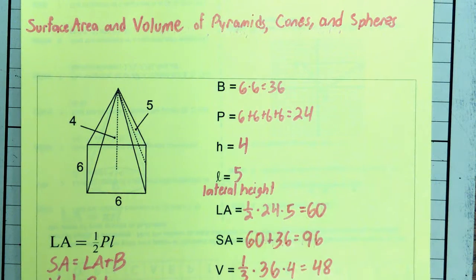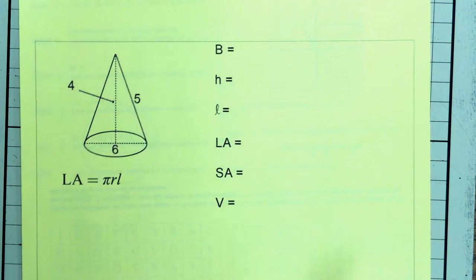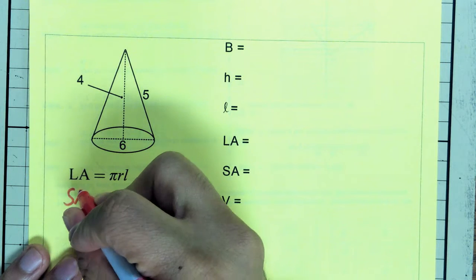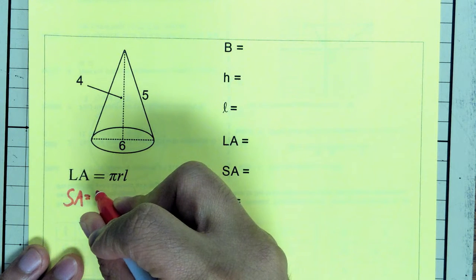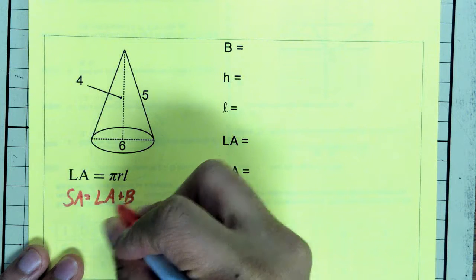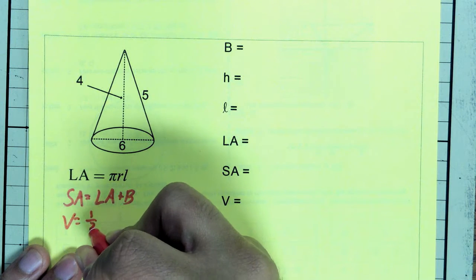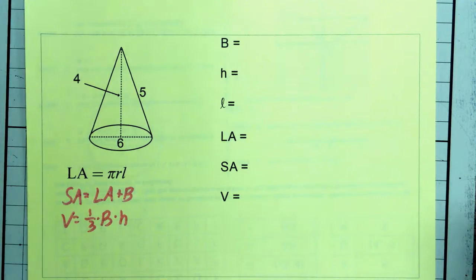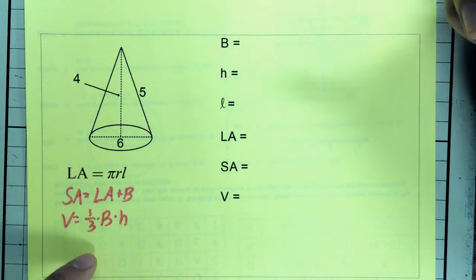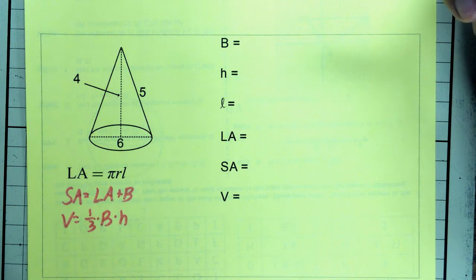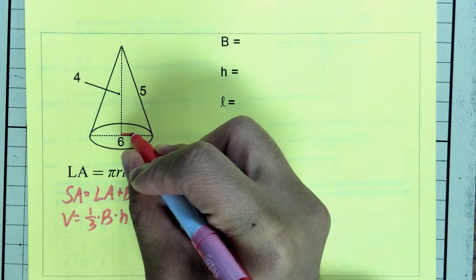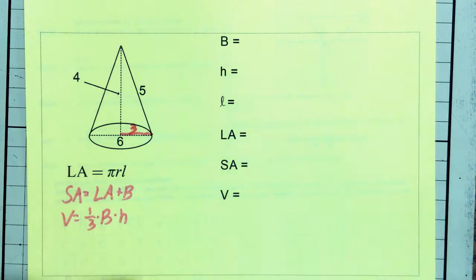Next up, same thing, lateral area, surface area, and volume of a cone. And we have our equations over here. So let's start with my base. My base is a circle. Formula for area of a circle is pi r squared. So we need the radius. This right here is a radius of 3.